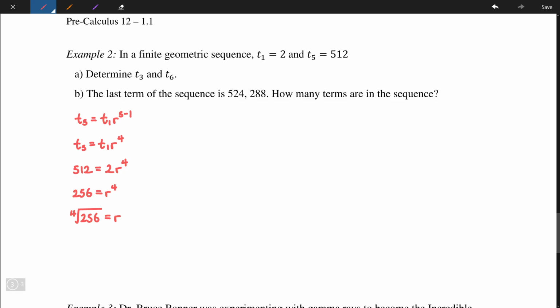Okay. So notice here, it is possible to have r be 4 or negative 4.